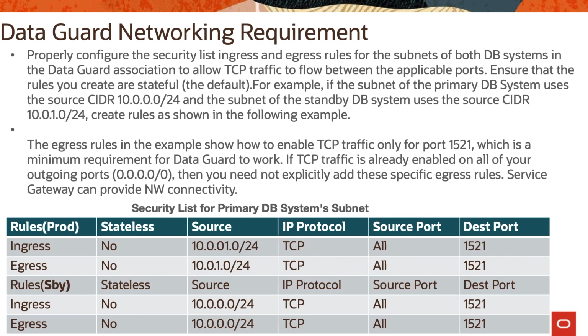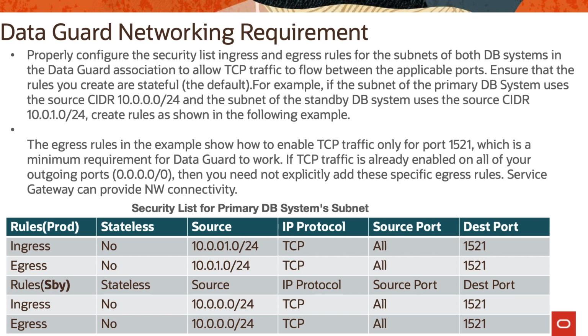For some of the networking requirements, you need to properly configure the security list ingress as well as egress rules for the subnet of both database systems in the DataGuard association, and that way it would be able to allow the TCP traffic to flow between the application ports. You need to ensure that the rules you create are stateful, which is the default.